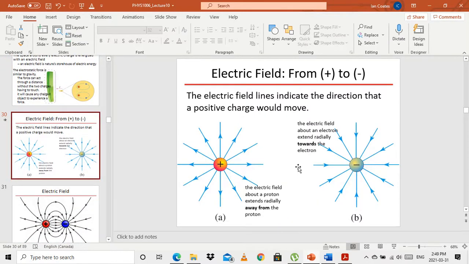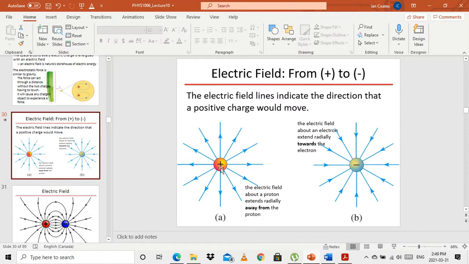Have a look. Electric field from positive to negative. The electric field lines indicate the direction that a positive charge would move. Okay? So you have a look here. An electric field about a proton. So this is a positive charge, and the electric field extends outward from it.